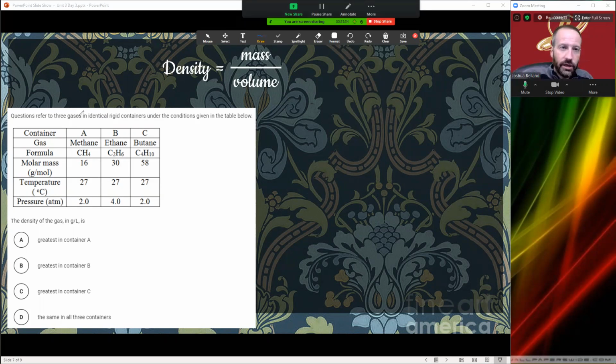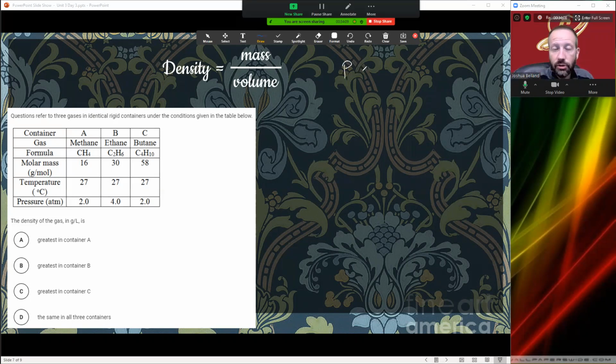I've got 3 identical rigid containers under these conditions, and I'm looking for the density of the gas. Which one's greatest? Well, I can see the temperature is the same. That's great. But all I have to go with is molar mass and pressure. And the pressure has changed and the molar mass has definitely changed. So I'm not really sure what to do. Well, we have to do some work. I need to get mass divided by volume to find density, to figure out which one has the greatest density.